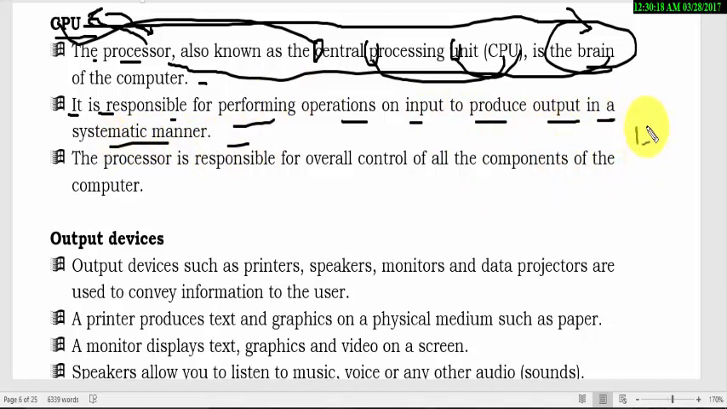So what we are saying is that when you enter data into the computer, which we call what? Input. For that data to be seen by the user, it has to be processed by the system, the processor or the central processing unit. Okay, students, do you understand that one?